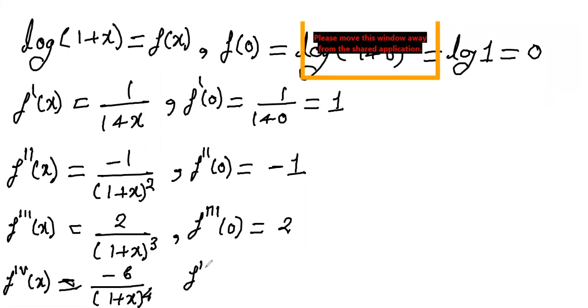So f to the 4, the function differentiated 4 times at x equal to 0 is minus 6.